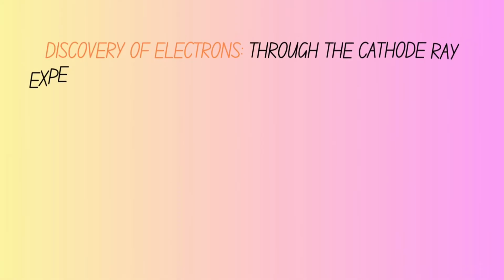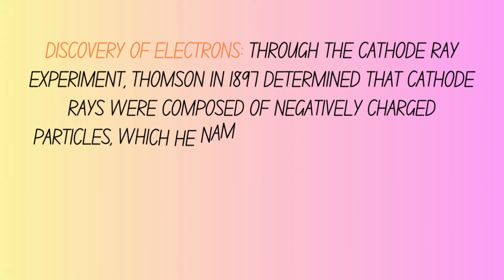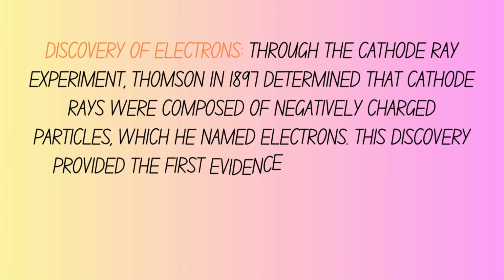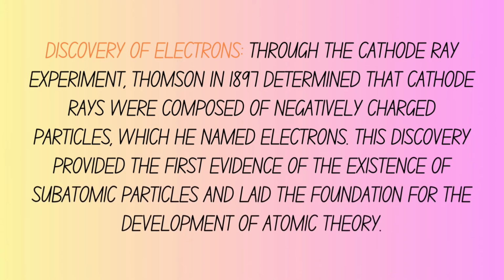Discovery of electrons through the cathode ray experiment. Thomson in 1897 determined that cathode rays were composed of negatively charged particles, which he named electrons. This discovery provided the first evidence of the existence of subatomic particles and laid the foundation for the development of atomic theory.